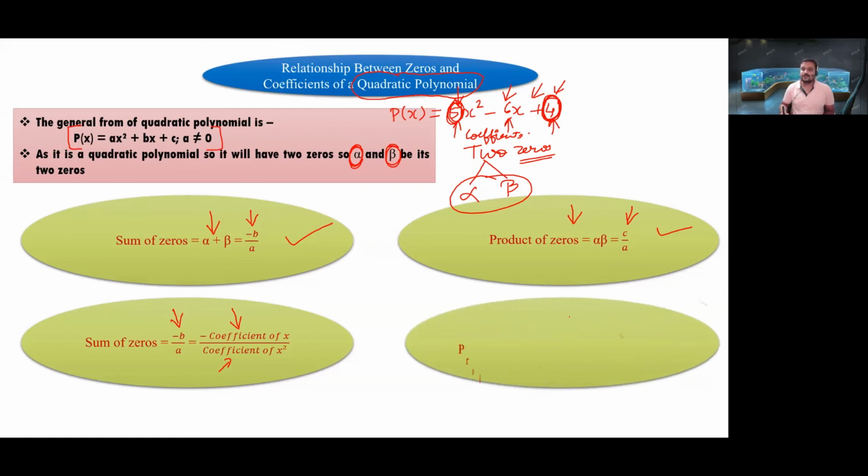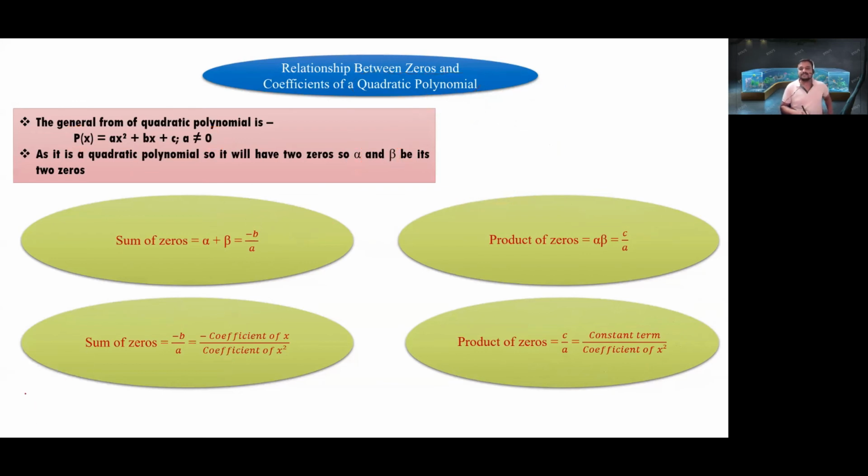And here also product of zeros. Again, what will it be? c upon a. And what is c? c is nothing but the constant term upon the coefficient of x square. Is it clear to you? Whatever is displayed on the slide, you will write it in the CW as it is. No need to draw circles and all. Just write down the formula as you write in the notes.